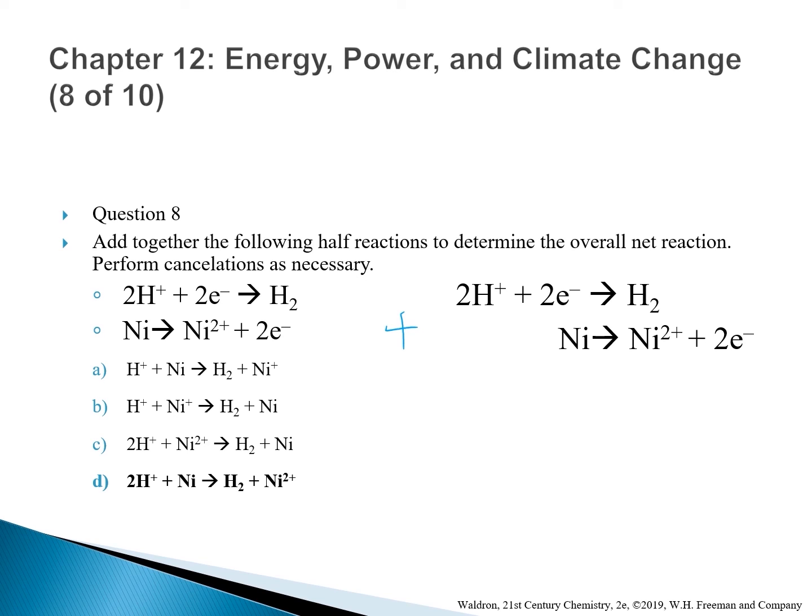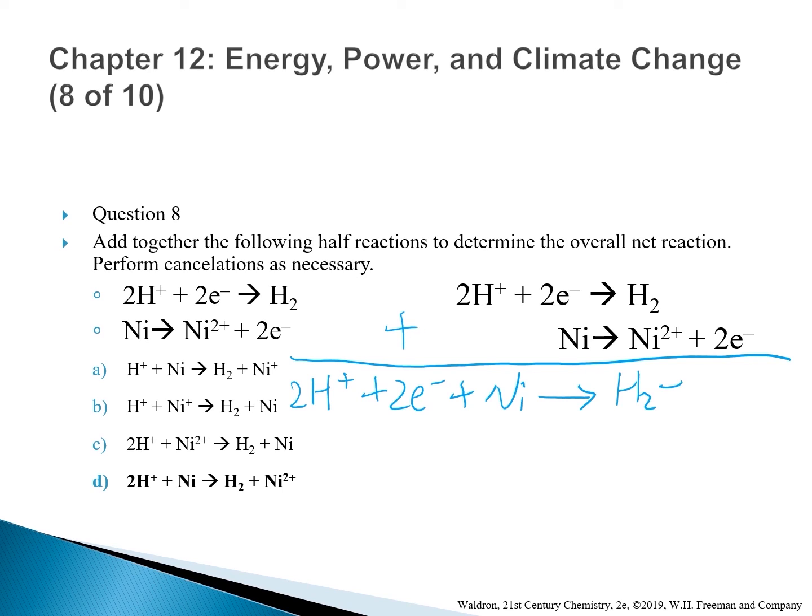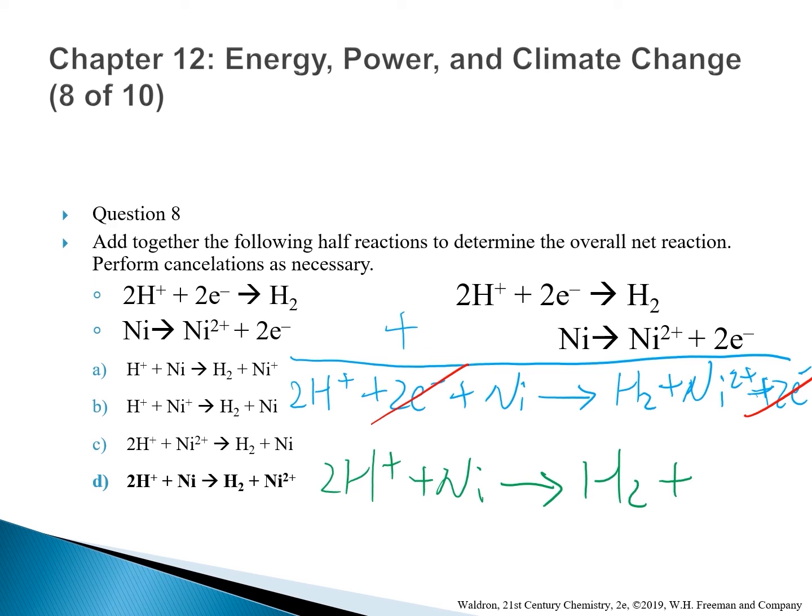To work the problem out, we're first going to add these two equations together. On the left hand side, we have 2H+, 2 electrons, and nickel. On the product side, we have H2, nickel 2+, and 2 electrons. We're going to cross out the species that are the same on both sides. That's the 2 electrons. Then we're going to rewrite the equation as 2H+ plus nickel turn into H2 plus nickel 2+. That's choice D.